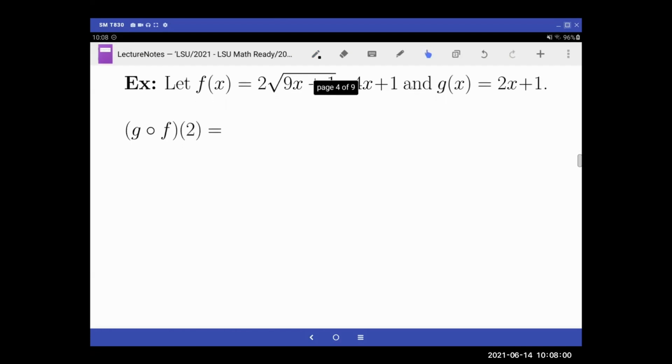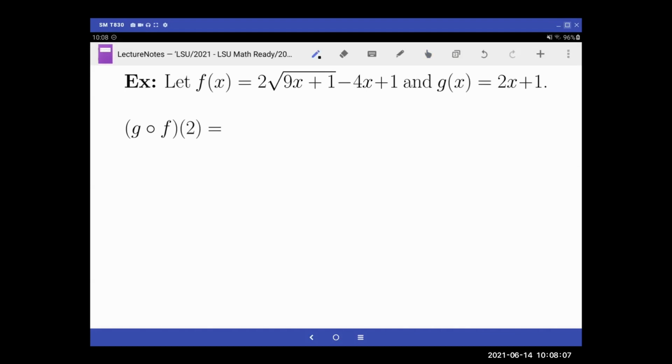Let's get to some examples here. So here are two functions, f of x, which equals 2 times the square root of 9x plus 1 minus 4x plus 1. And g of x is 2x plus 1. Okay, and notice the way that this is labeled here. We have g of f. Okay, and so f is on the inside. If you think about that, that just means that this is g with f of 2 plugged in. Okay, g of f of 2 plugged in.